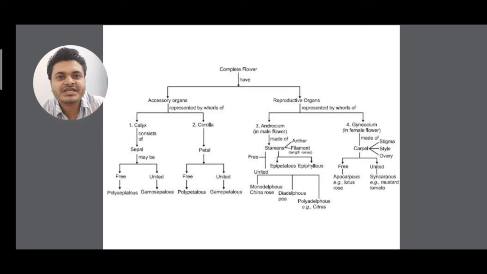If the gynoecium are free, they are called apocarpous, and if the gynoecia are united, they are called syncarpous. Apocarpous we can see in lotus, and syncarpous we can see in mustard and tomato. Clear? Like polyadelphous we can see in citrus, diadelphous we can see in pea, and monadelphous we can see in rose. Clear? So this is a complete outline of a flower, very nicely presented.